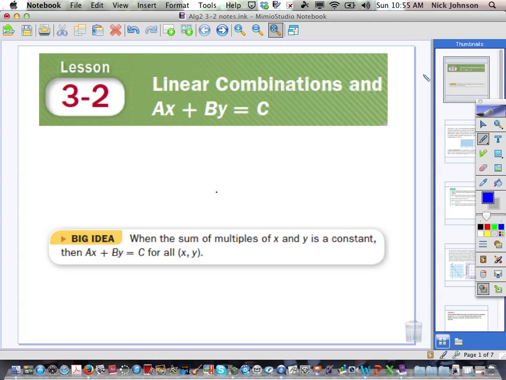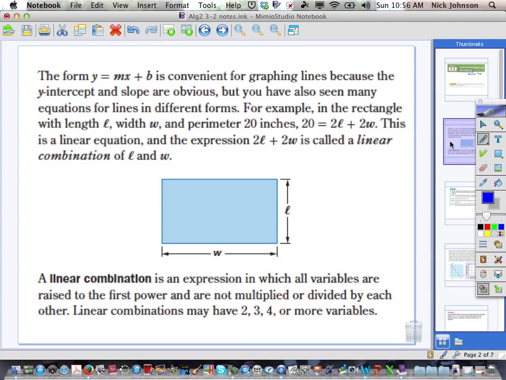Today, what we're going to talk about is lesson 3-2, linear combinations, and ax plus by equals c. You should all remember this from Algebra 1 as standard form, and we'll talk about that in a little bit. When the sum of all multiples of x and y is a constant, then ax plus by equals c for all x, y. So you can put numbers in there and get a linear equation.